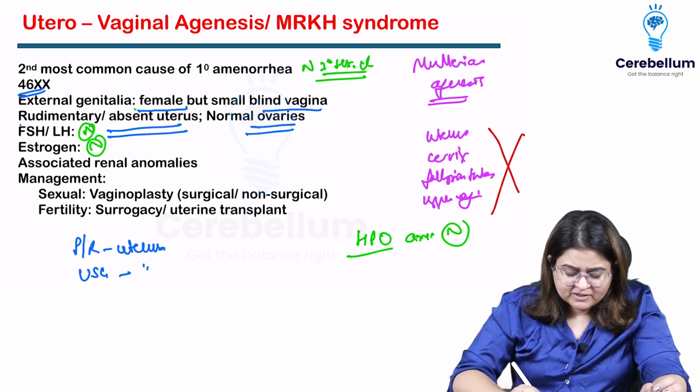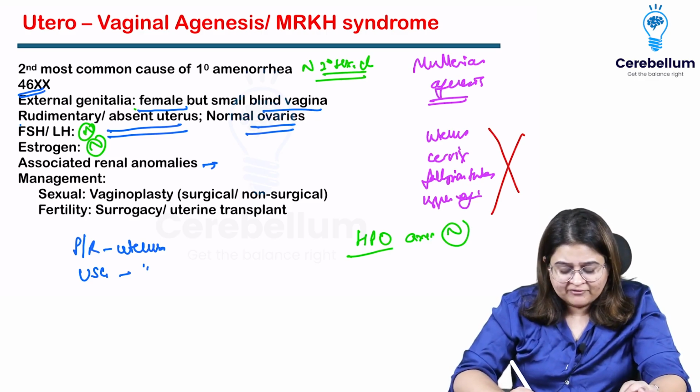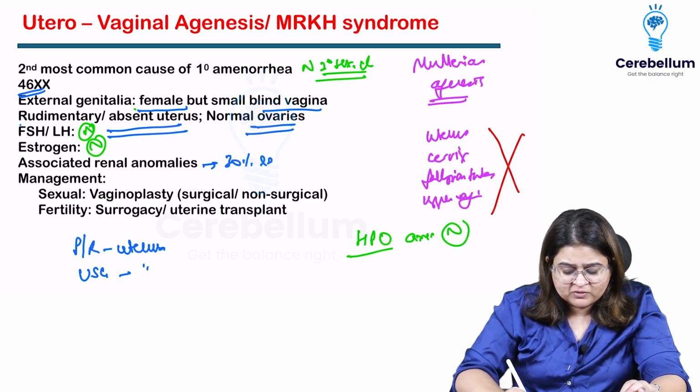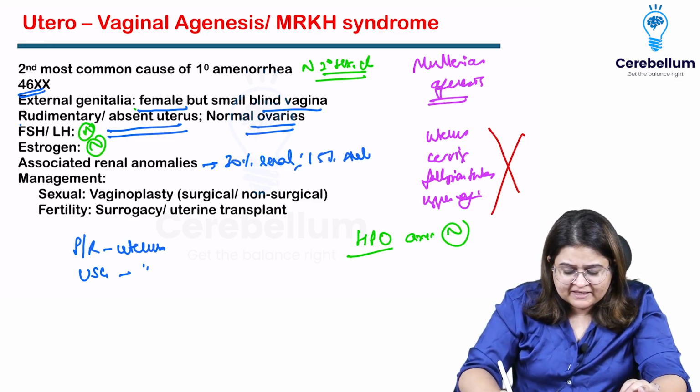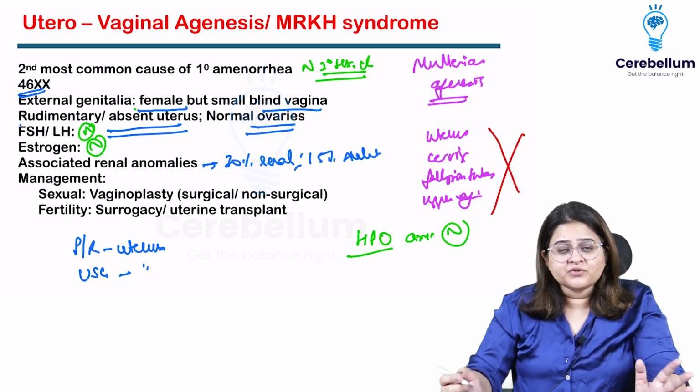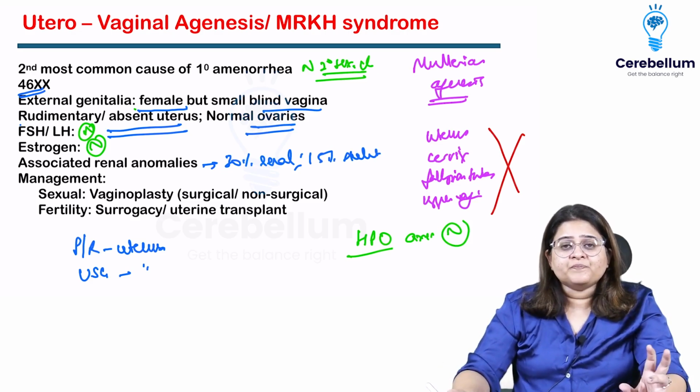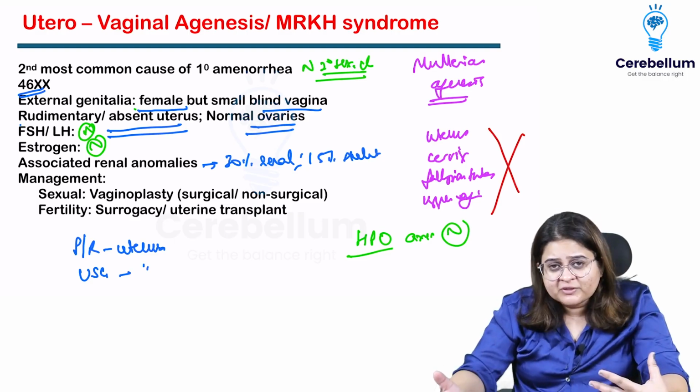A very commonly asked question is, such a girl will have 30% associated renal anomalies, and 15% will have associated skeletal abnormalities. How do you treat these girls? Several questions can come from treatment also.